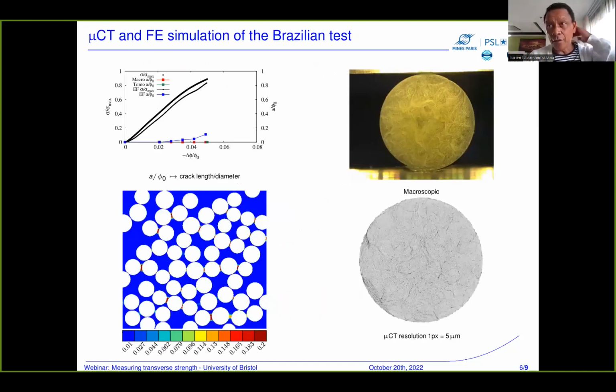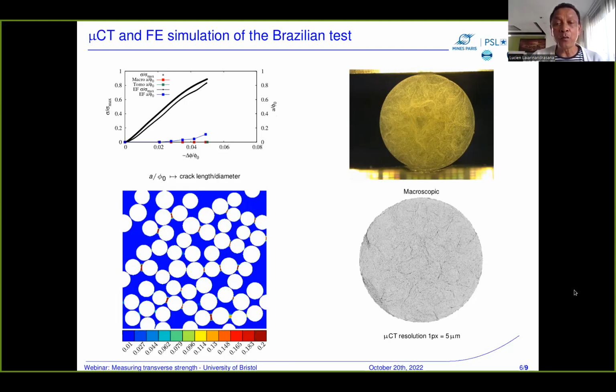Now, the last part would be to have this study. So here's the center of my presentation. For this Brazilian test, in the top left you have again the normalized stress-strain curve, and on the second y-axis you have the crack depth ratio.